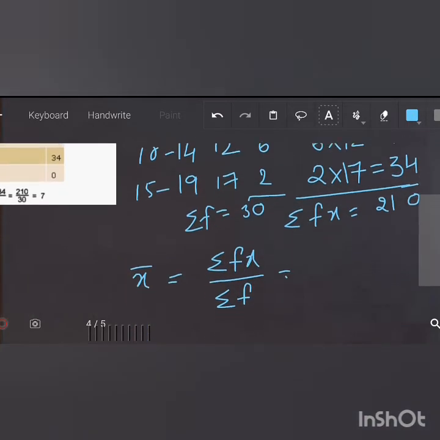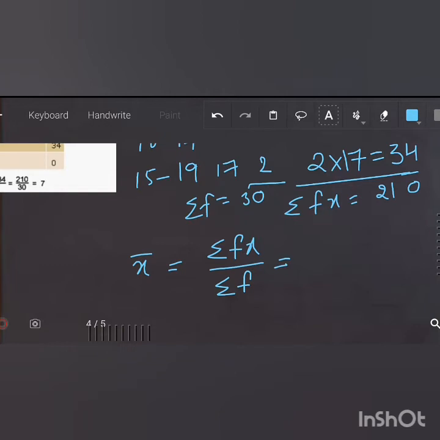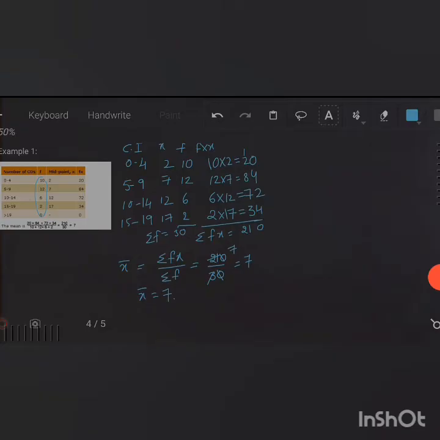Now let us replace the values here. We'll get 210 by 30. After cancellation we'll get 3 1s are 3, 3 7s are 21, so the answer is 7. The mean of the given group of data is 7. This is how we solve problems when grouped data is given. Now let us see one more example.